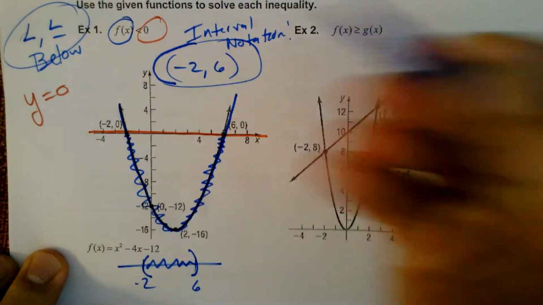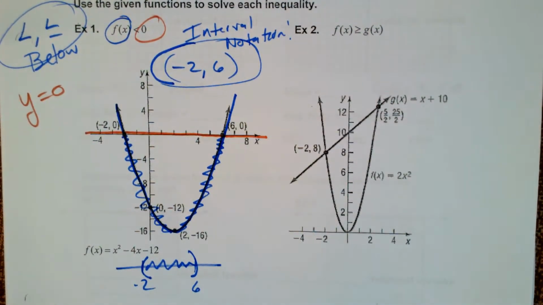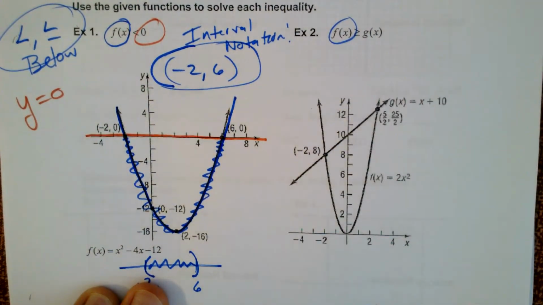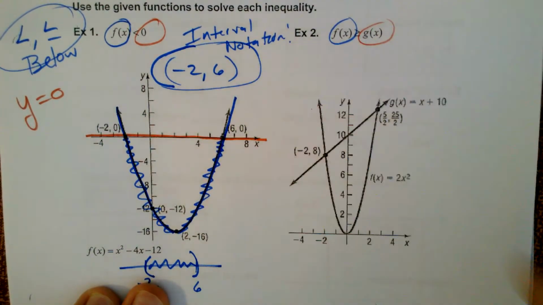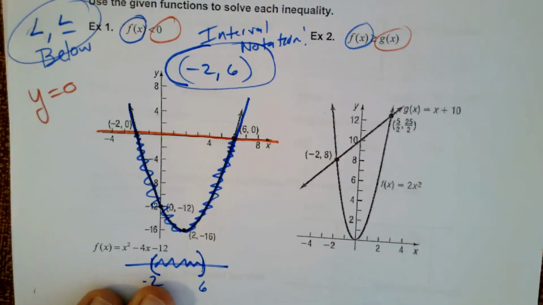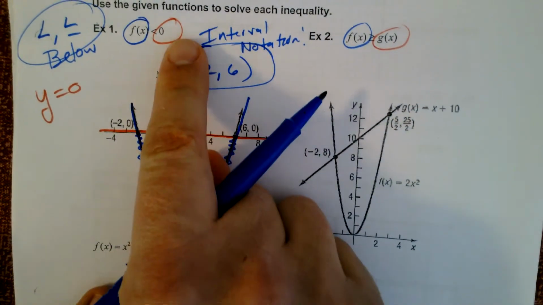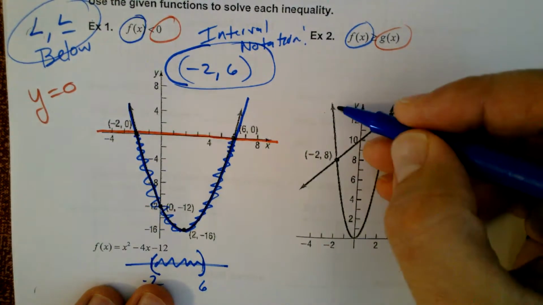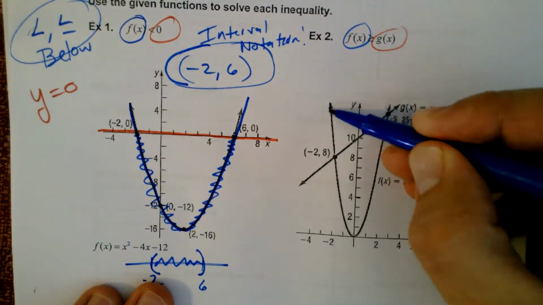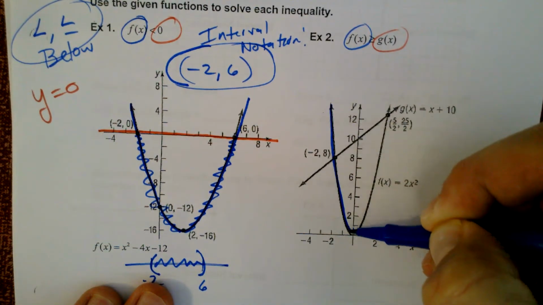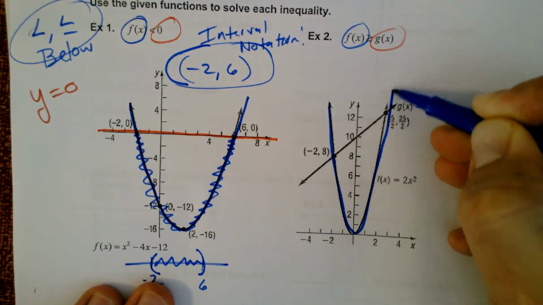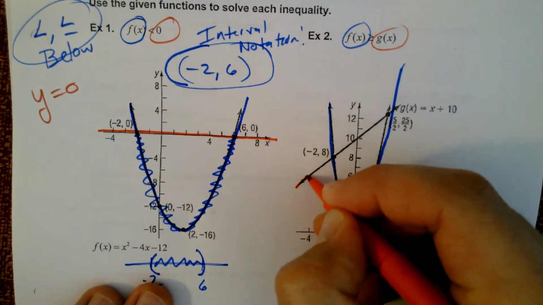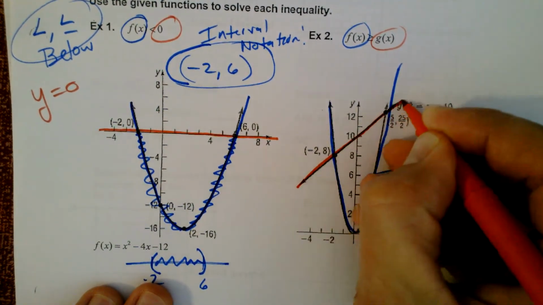That's not so bad. Okay, so when we look at the next one, I've got f of x is greater than or equal to g of x. So now they're comparing 2 functions. They kind of did that already. 0 is a function, the constant function. In this case, f of x is this quadratic, f of x equals 2x squared. This guy right there. And then g of x is this line, x plus 10.